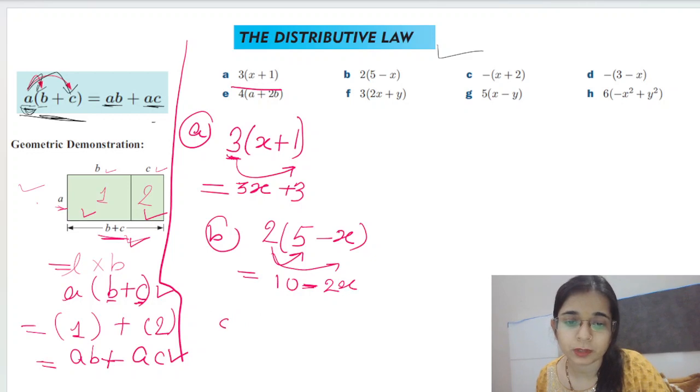Now moving to the third question, a minus outside of a bracket. This is a very important thing here.